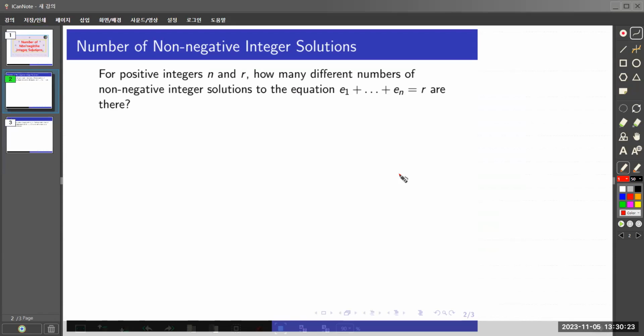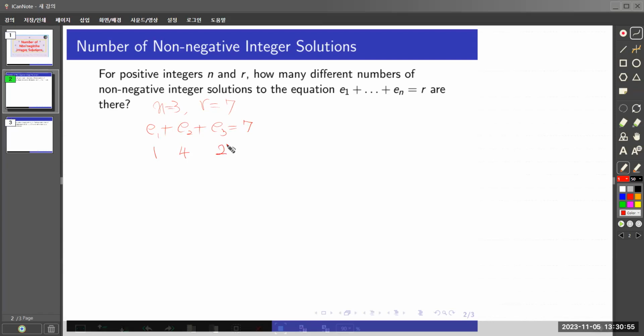For example, suppose that n is equal to 3 and r is equal to 7. So you can think about this equation. We can easily find some non-negative integer solution to this equation. For example, 1, 4, and 2.